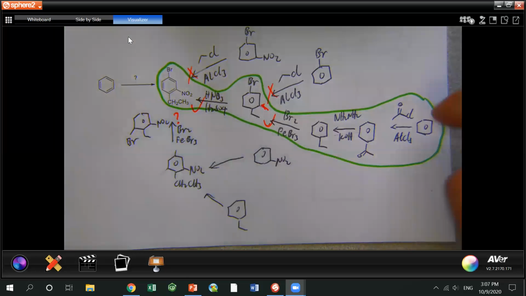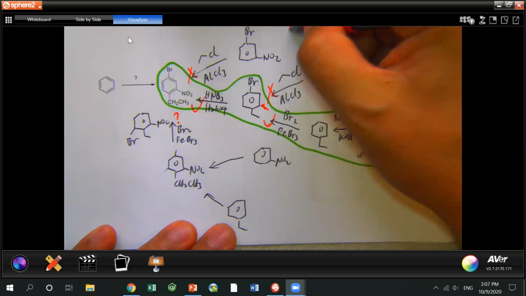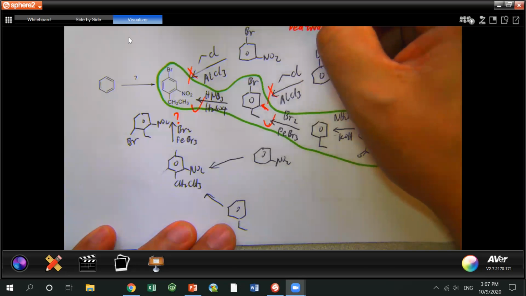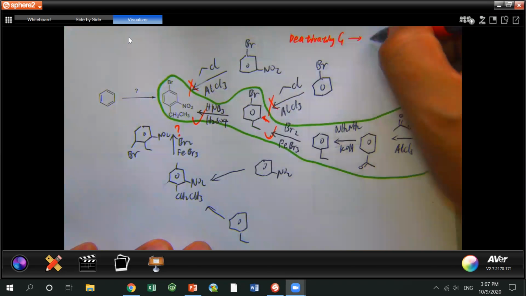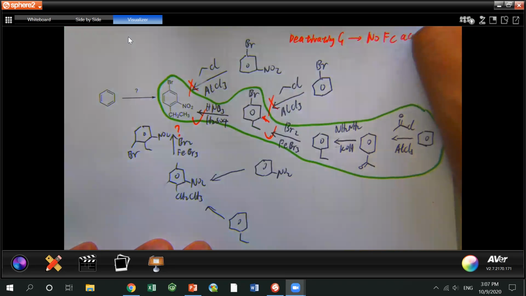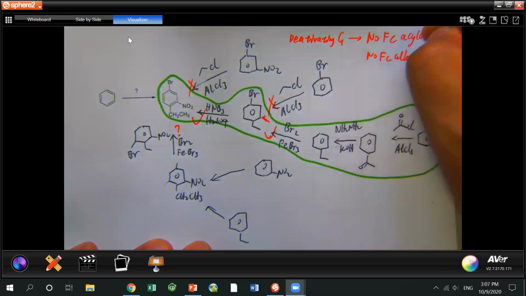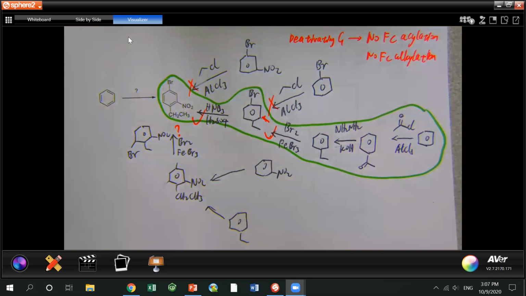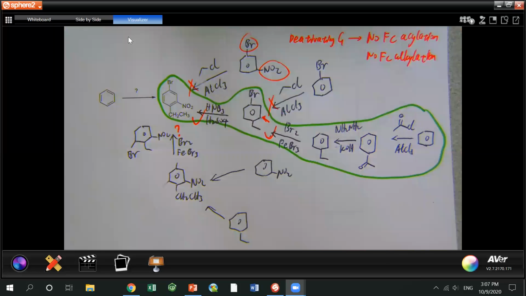All right, so remember, if there is a deactivating group on the benzene ring, no FC acylation, no FC alkylation. So here we learn the drawback for these two reactions. So no deactivating group. Here this one, both are deactivating groups. So here no FC acylation, no FC alkylation. Any other questions?